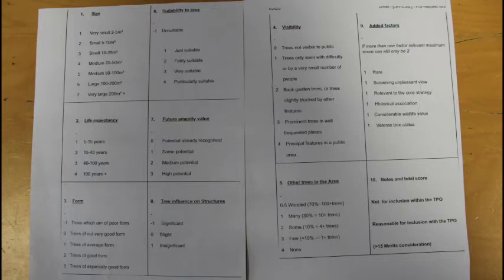Then you have future amenity value, and it's a really important one. So it goes from potential already recognised, which has no point, to high potential. And amenity value can be anything like it provides oxygen for clean air, mitigating against particulate pollution in your area, or it might be the beauty of the tree and it gives you maybe a focal point in your location or something of that nature. So if the tree's of some use to you, that is its future amenity value.